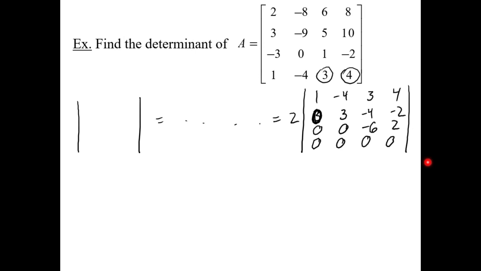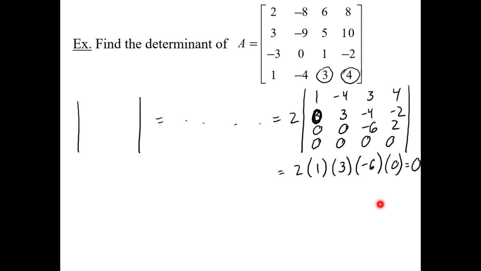So notice that if I then finish calculating this determinant, it'll be 2 times 1 times 3 times -6 times 0. Notice my determinant is going to be 0. Now let's think about that for a second. We got a determinant of 0. Great, perfect, fantastic. But what else do we know about this matrix?